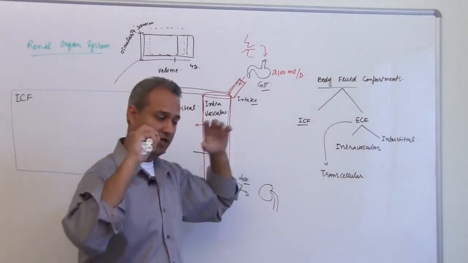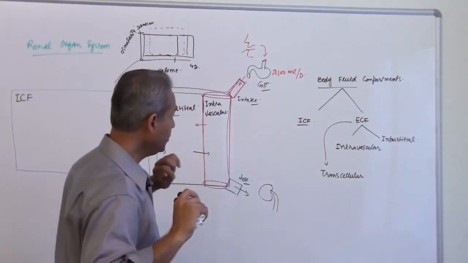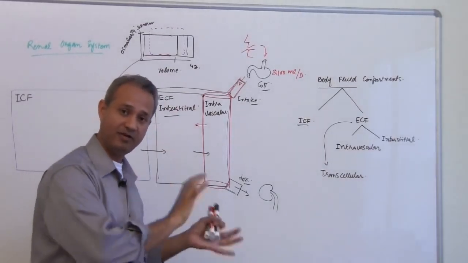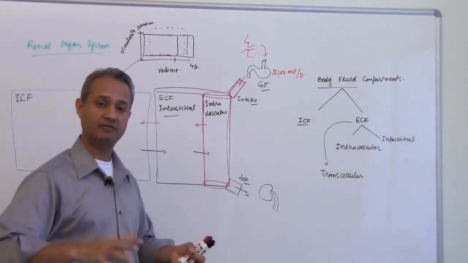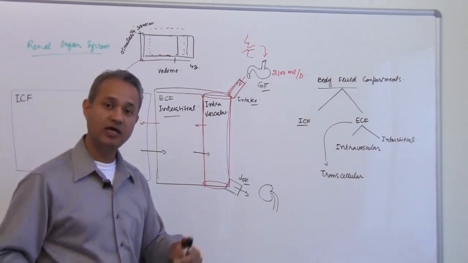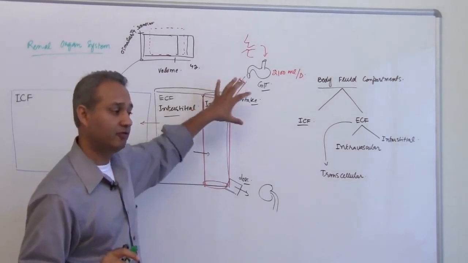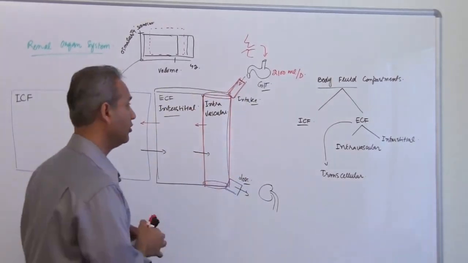So do not forget these. We are going to use all of these concepts as we build up on the body fluids. We are going to use them in two primary areas: in the renal system, and in the cardiovascular system. So be very careful with what we are working through.